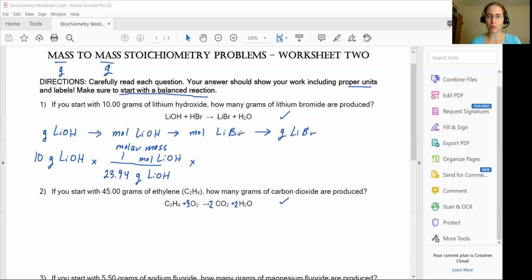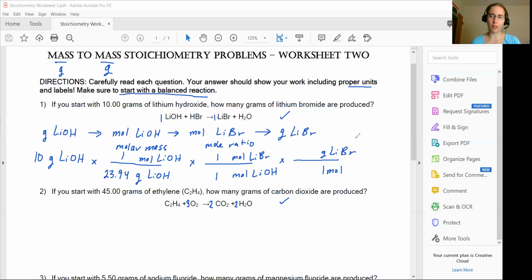Next step is to convert to moles of lithium bromide. So that goes on the top. Moles of lithium hydroxide go on the bottom. And now this is the mole ratio step. You'll get that mole ratio from the balanced equation. This is why we had to check that the equation was balanced. Remember, there's a 1 that's implied in front of each of these because there's no other coefficient. So 1 mole of lithium bromide is equal to 1 mole of lithium hydroxide. And then the final step is to convert to grams of lithium bromide using the molar mass.